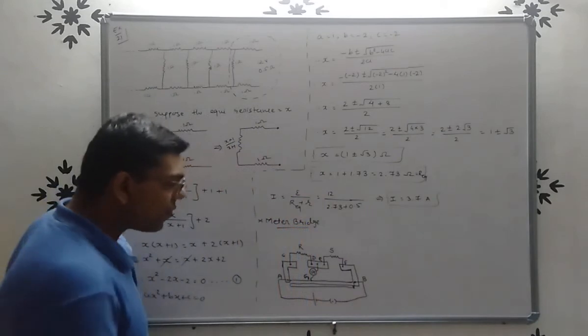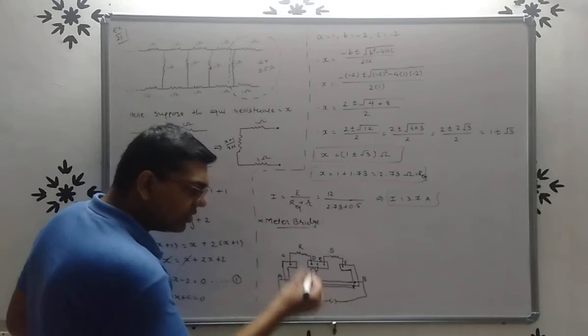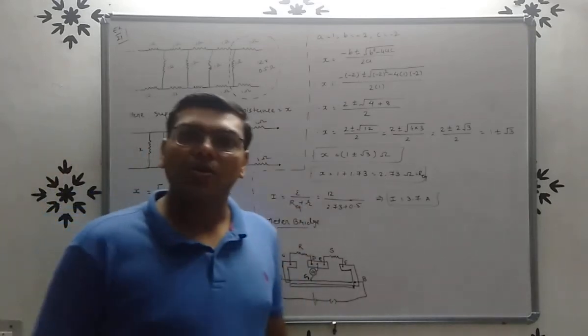Now suppose at point G galvanometer shows the deflection 0, right?